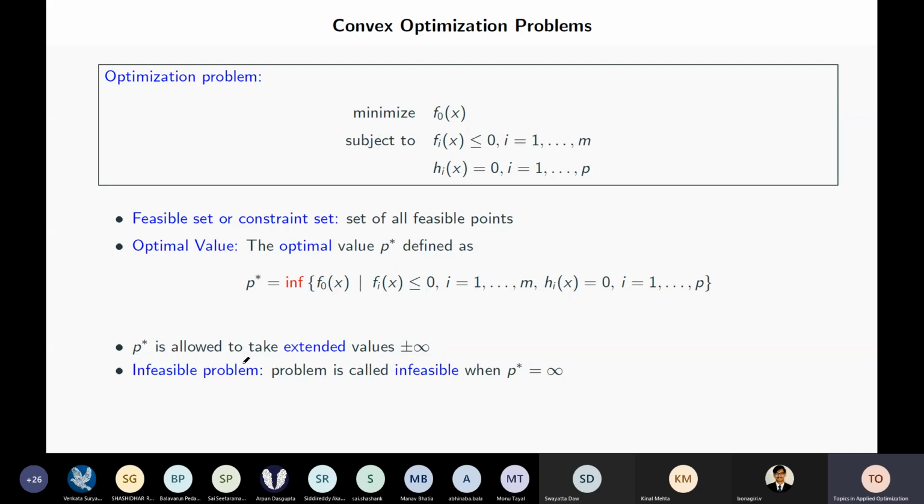An infeasible problem is a problem where the optimal value... and remember that everything I'm talking about is in the context of minimize. Because a maximize problem can be changed to minimize by taking minus f naught. Constraints never have to change, the only thing I have to change is the objective, and maximize becomes minimize. That's why we will always talk about minimize. So everything I'm talking about is in the context of minimize.